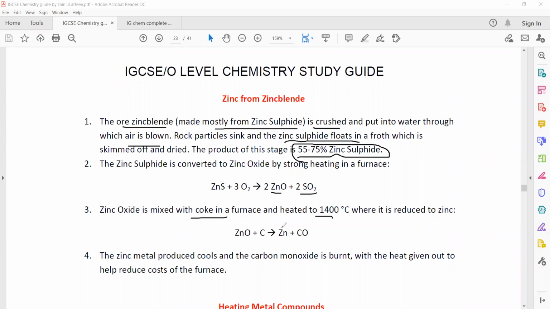So zinc sulfide is converted into zinc oxide by strong heating in the furnace. Zinc sulfide reacts with oxygen, giving zinc oxide and sulfur dioxide. And with this zinc oxide, there are different possibilities, because the carbon will react with oxygen, giving carbon dioxide. This carbon dioxide can react with more coke or more carbon, giving carbon monoxide.